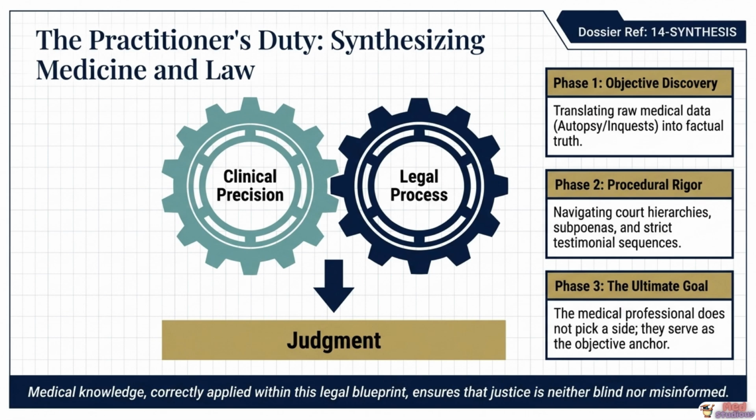Phase 3 is the ultimate goal, and this is perhaps the most profound professional principle in forensic medicine. The medical professional does not pick a side. They do not advocate for the prosecution or the defense. They serve as an objective, scientific anchor in proceedings that are otherwise dominated by legal argument, advocacy, and the human tendency toward bias.